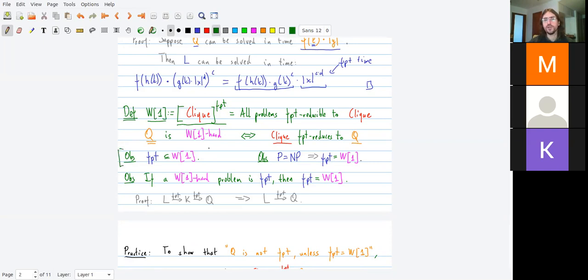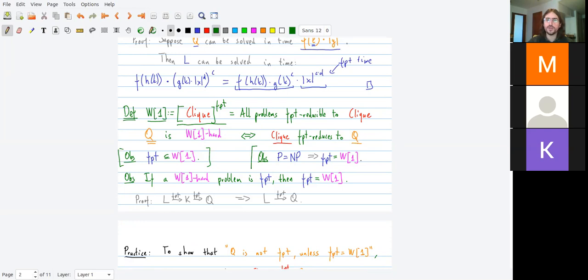So let's see some basic observations. So first of all, the class FPT, the class of all fixed parameter tractable problems, is contained in W1. Why? Because my reduction can simply, in FPT time, just solve the problem and then output a trivial yes or no instance of clique. So this is kind of trivial.